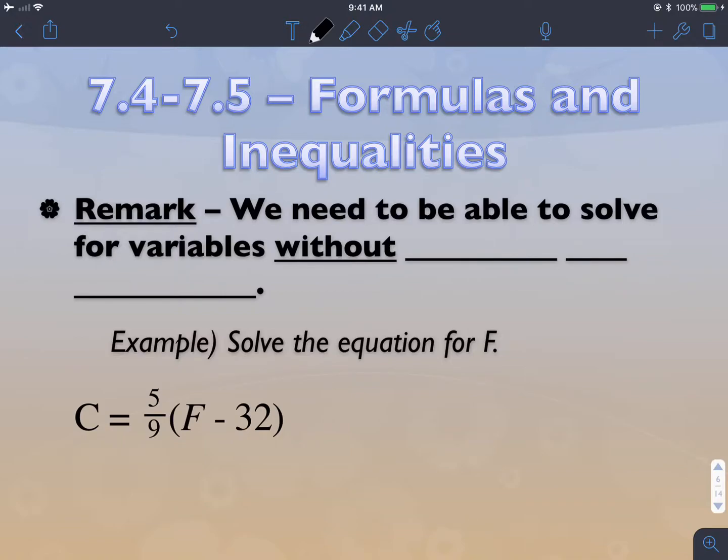Okay, now the next two sections get into solving variables without any numbers in them. No numbers, it's all letters. So it's like without finding a solution, there's not going to be a number answer.